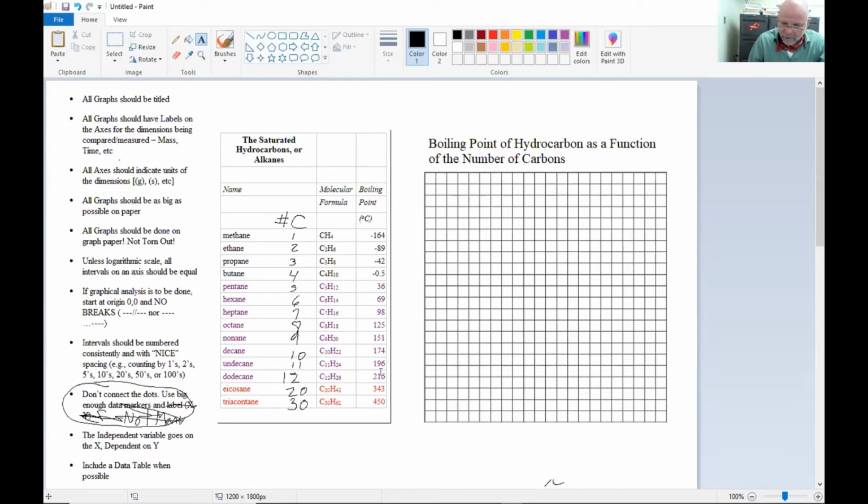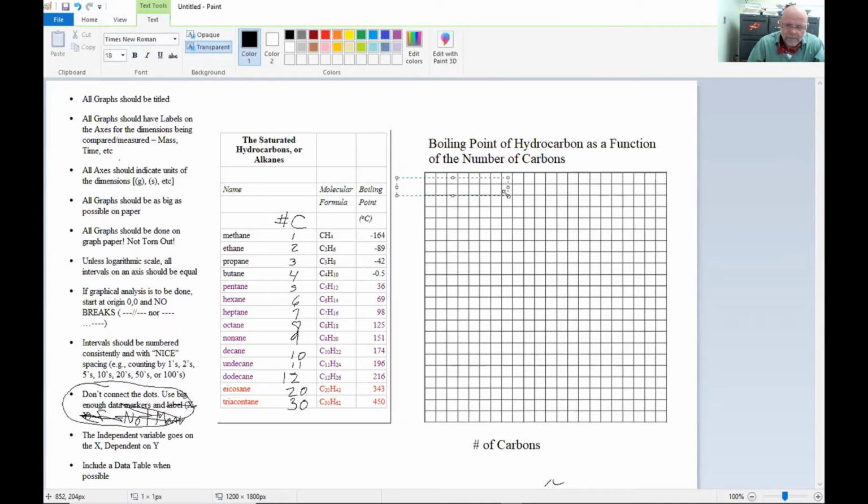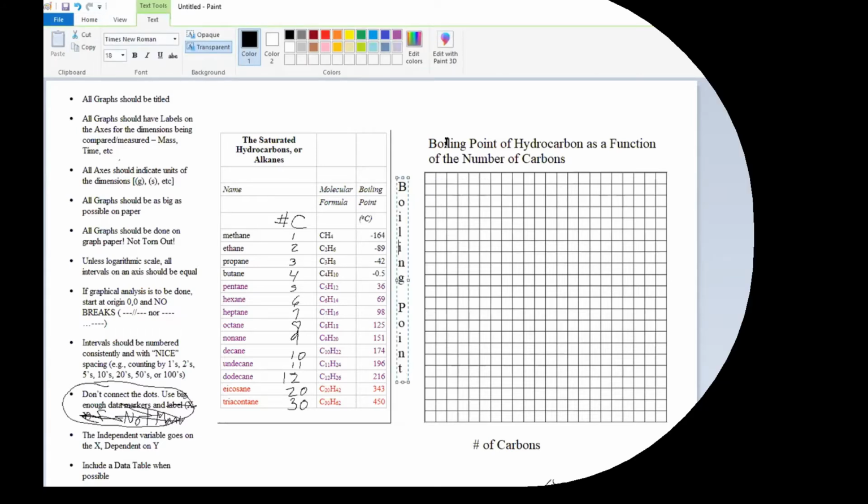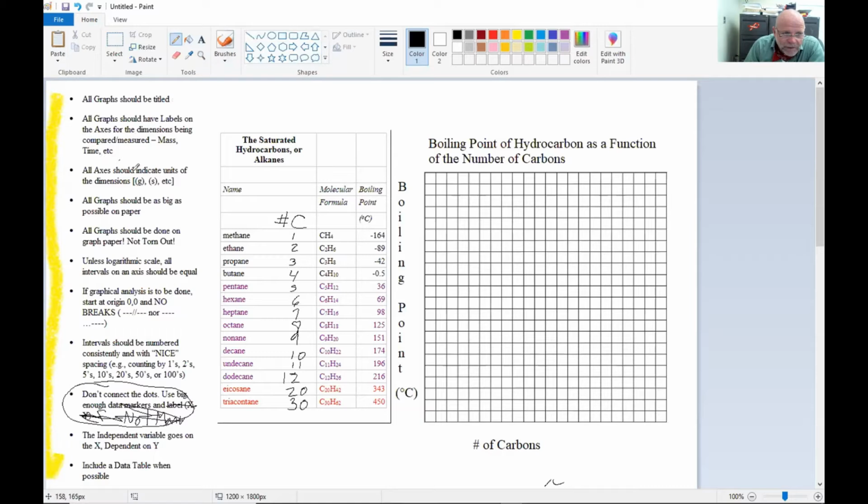Next thing it says, all graphs should have labels on the axes for the dimensions being compared. Now I told you to put the number of carbons on the x-axis. Over here, it's the boiling point. So what I'm doing right now is just labeling the axes. The third bullet point says all should indicate units. Well, there's a unit for boiling point. It's called Celsius. That's the unit for boiling point, temperature. The unit for number of carbons is number of carbons. So I've already got that. I'm not going to write it again. In other words, if I ask how many carbons are in propane, you say there are 3 carbons in propane. So, number of carbons is the unit.